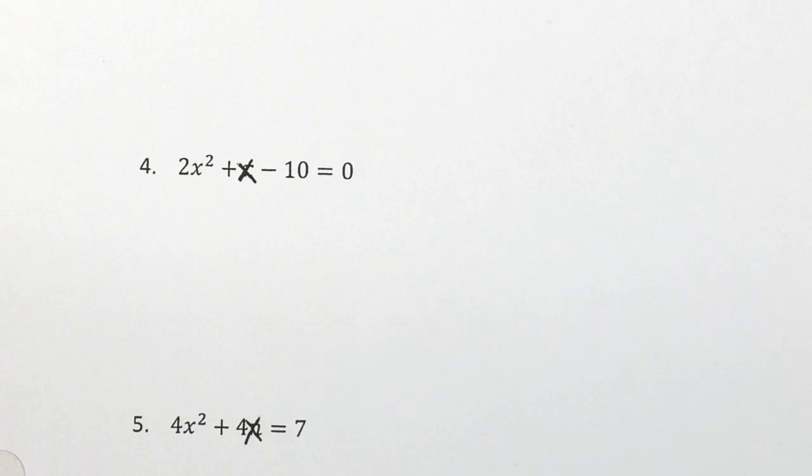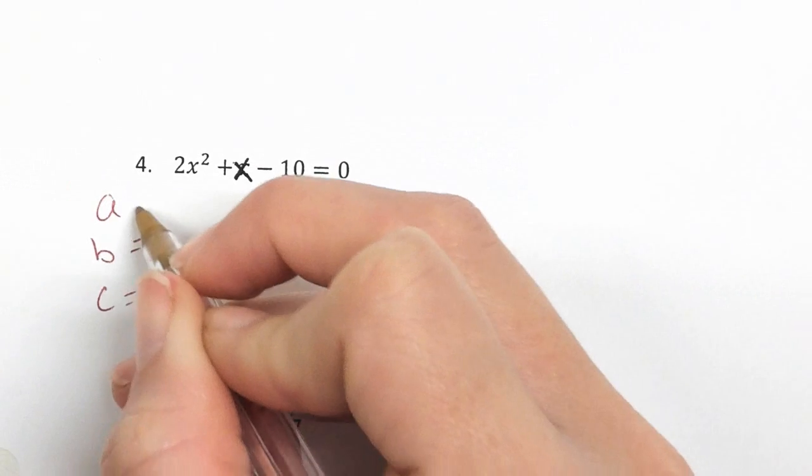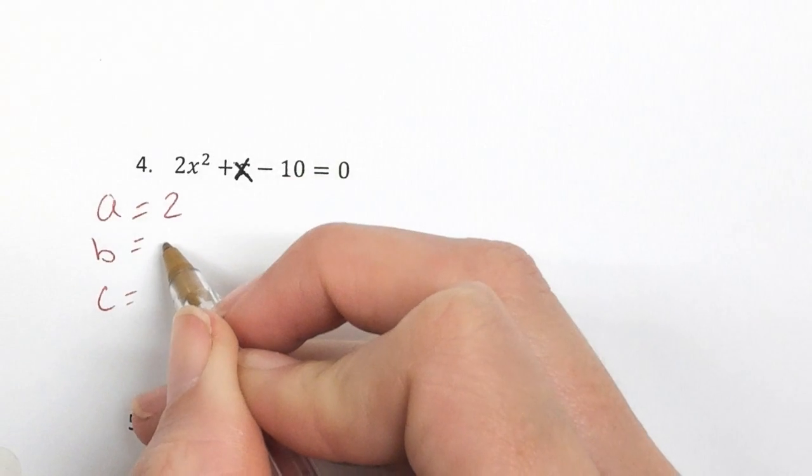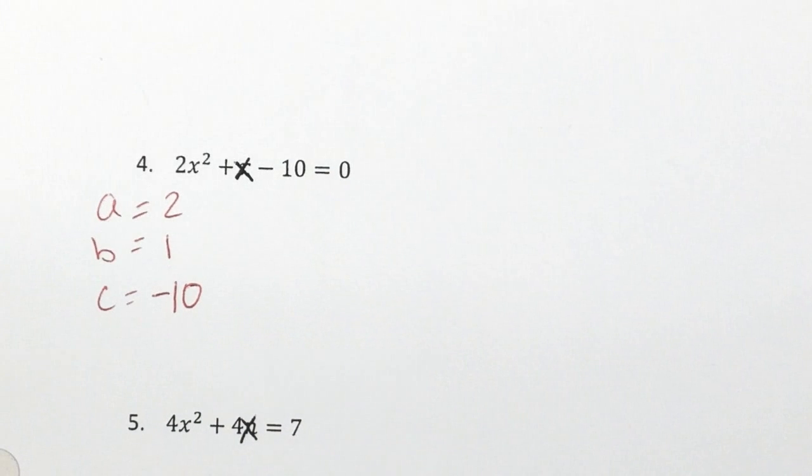2x squared plus x minus 10 equals 0. Is this in standard form? Yes. Alright, Wyatt, tell me my A, B, and C. A is 2, B is 1, C is -10. Very good. Anybody want to try to say the quadratic formula just looking at me?